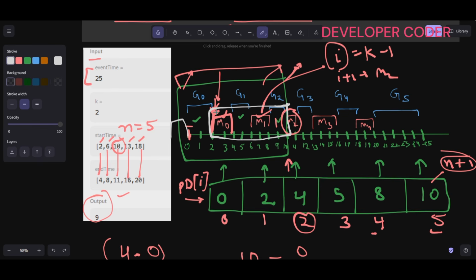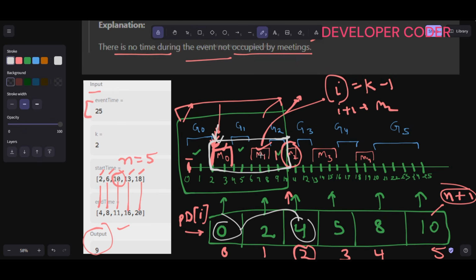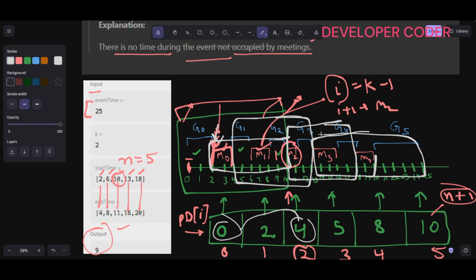In this case there is nothing, so I will just take the duration from here. 4 minus 0, I will get 4. Then 10 minus 0 minus 4, this is nothing but a meeting duration, so you are going to get 6. This is just for m0 and m1. Then you check for m1 and m2, then m2 and m3, then m3 and m4. m4 is the last meeting, so until here you are going to check. This is what you need to see.